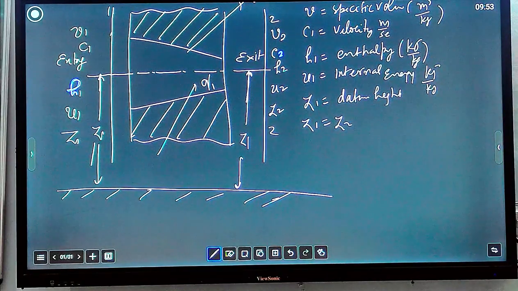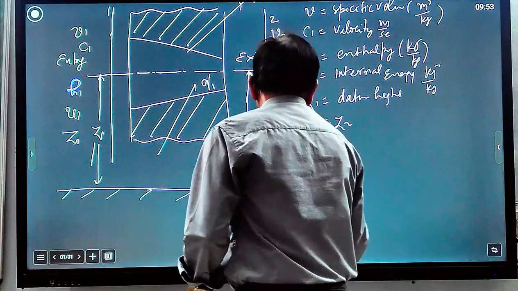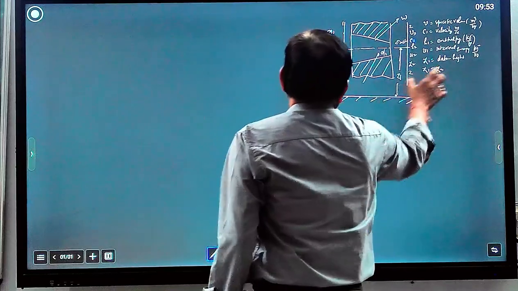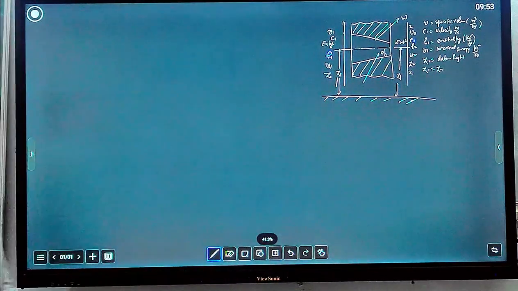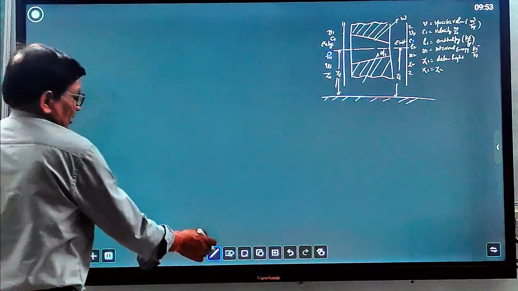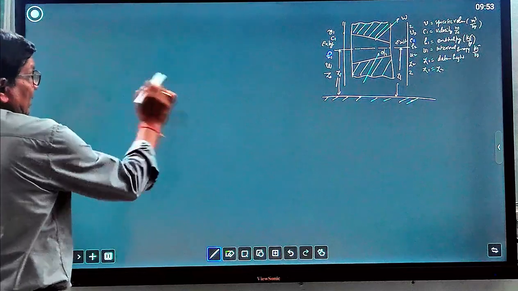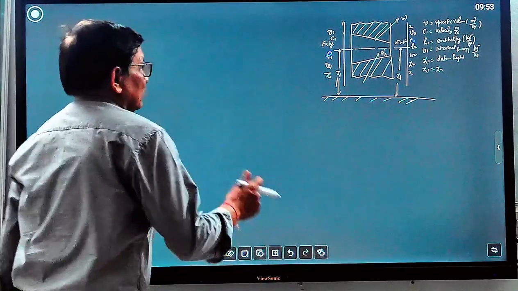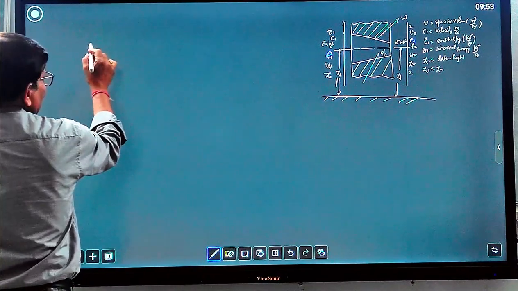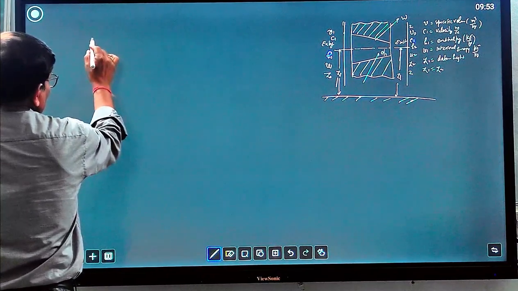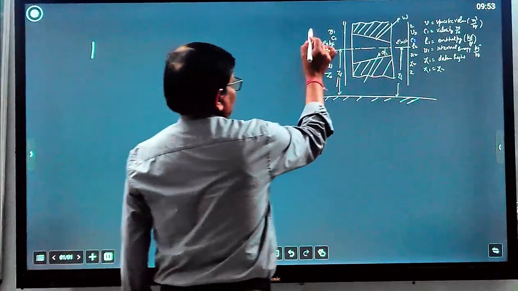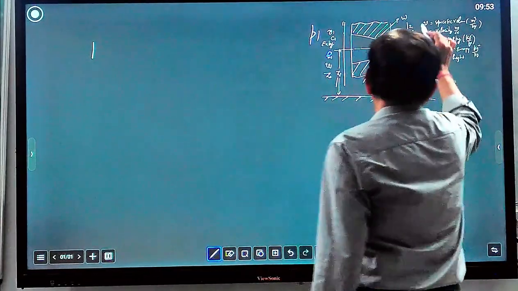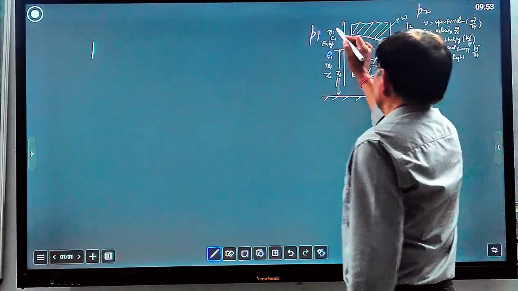We have to write the steady flow energy equation for this configuration. Writing the energy balance equation for the nozzle, you know that at entry the incoming energy equals the outgoing energy. P1 and P2 we have not defined yet. These are pressures, P1 and P2.